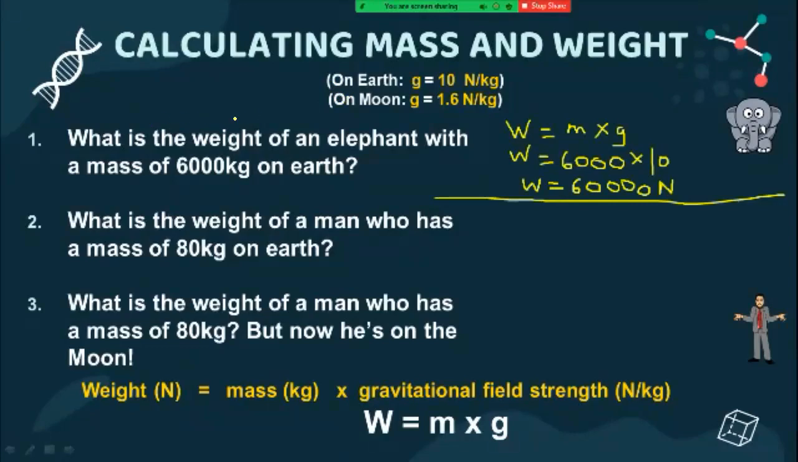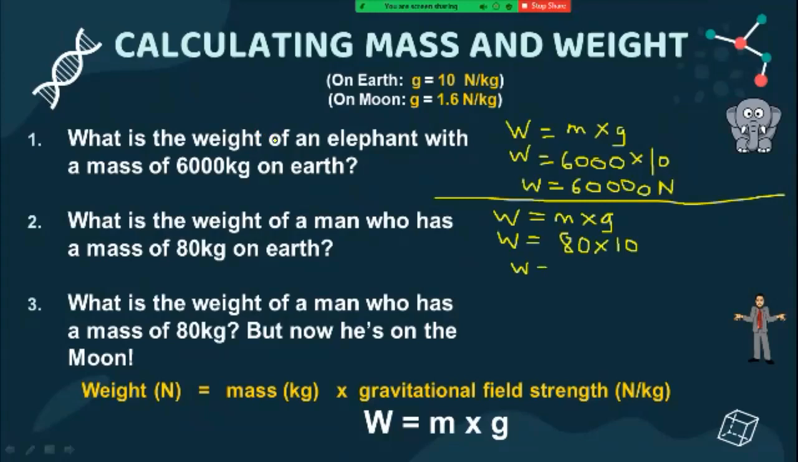It says, what is the weight of a man who has a mass of 80 kilogram on Earth? Again, you need to recall the formula. W equals M times G. Weight equals mass times the gravitational field strength. And that gives us W equals the mass of the man here, which is 80, multiplied by the gravitational field strength on Earth, again, which is 10.